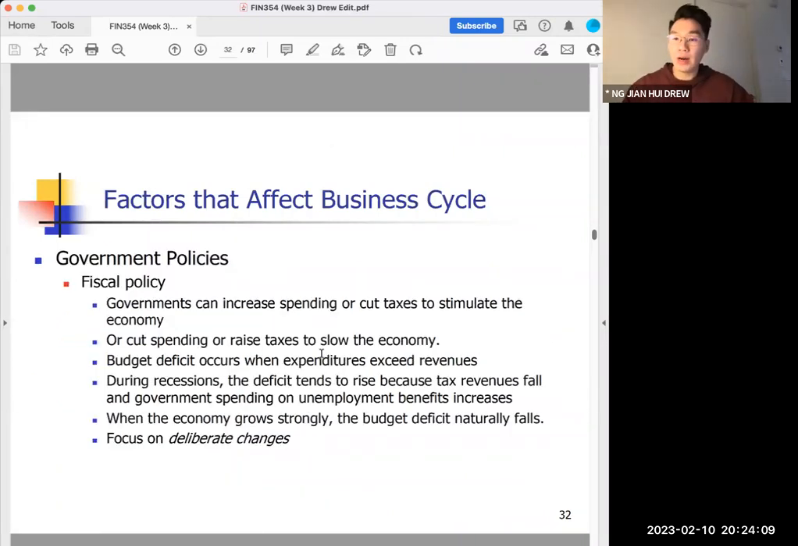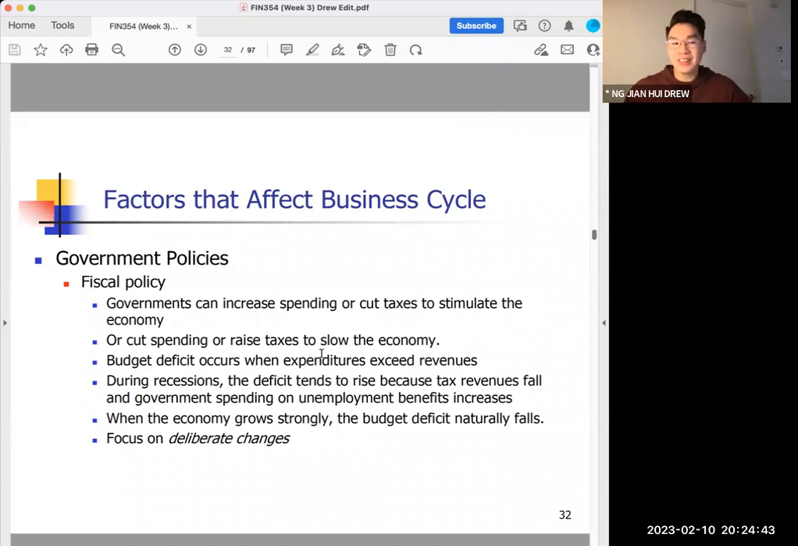Okay, I think we haven't covered fiscal policy. Actually, we did when we talked about inflation, about whether to cut spending or raise taxes. So to increase spending means the government, for example, builds infrastructure projects. That's where the government is increasing spending in the market, right?